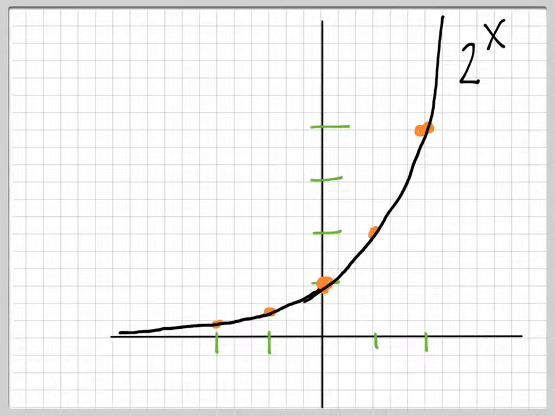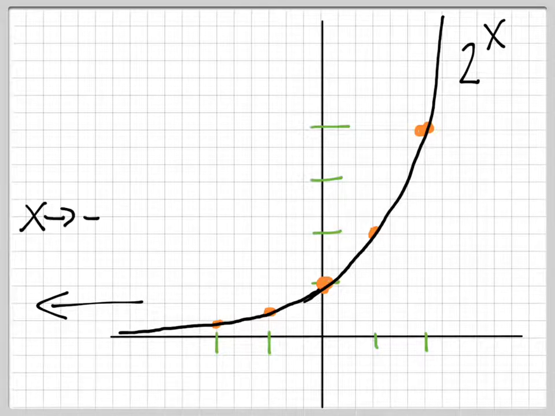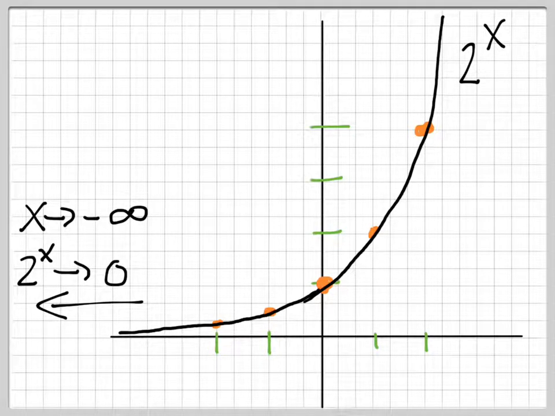A couple of things we can notice is if we keep going in this direction, we're going to keep dividing by 2. So what do we have? We have a half, a quarter, an eighth, a 16th, and so on. These numbers are getting smaller and smaller, but they're never going to be negative. So as x goes to -infinity, 2 to the x is going to get closer and closer to 0.